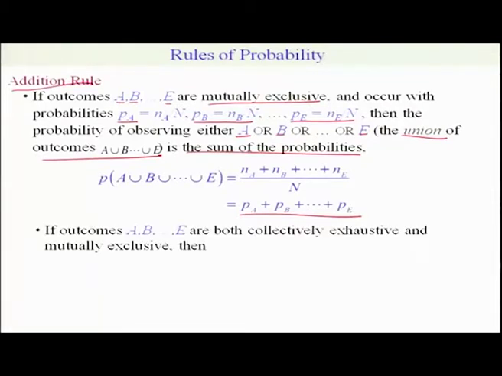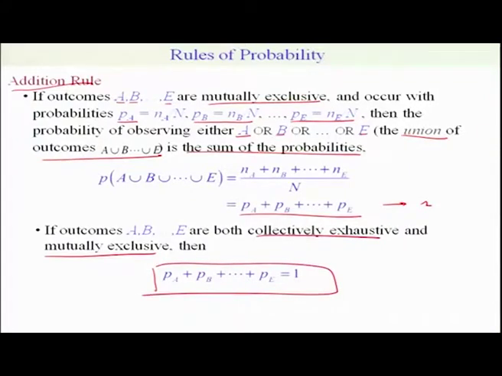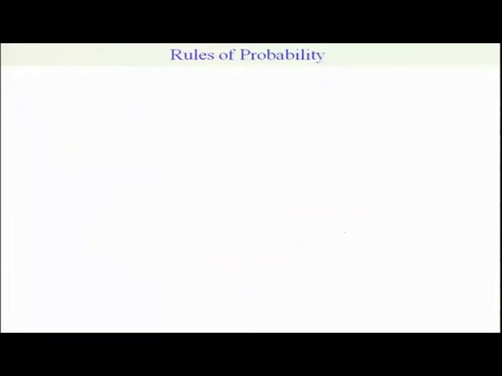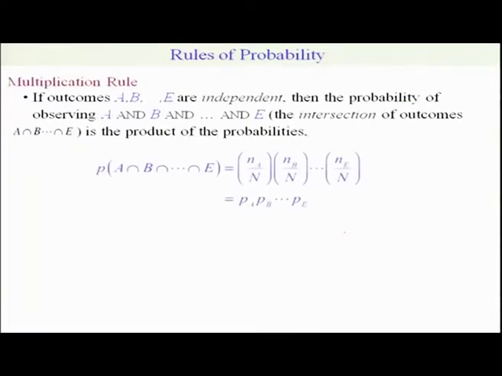Now, if it is collectively exhaustive as well as mutually exclusive, it simply means that the sum should go to 1, because those are the only possible outcomes. So, this would be the case when these outcomes are collectively exhaustive and mutually exclusive. In addition, we have this multiplication rule.